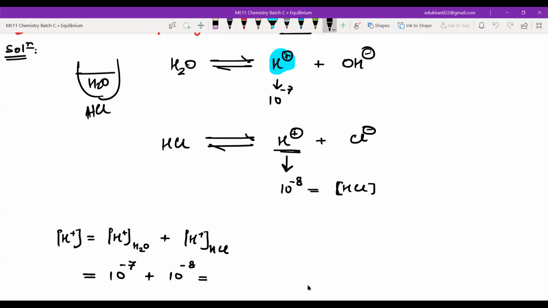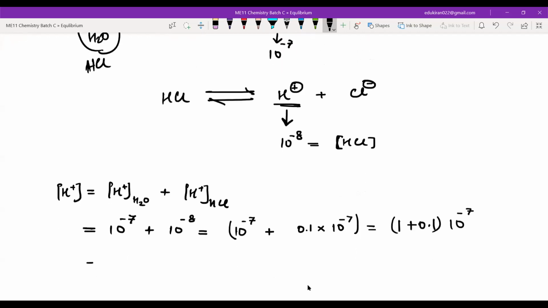So okay, let me show you guys. So 10 to the power minus 7 plus 10 to the power minus 8. How can I write 10 to the power minus 8? I can write it as 0.1 into 10 to the power minus 7. And then we can take common 10 to the power minus 7, and you'll have 1 plus 0.1 into 10 to the power minus 7. Correct? And this will be equal to 1.1 into 10 to the power minus 7. Got it?